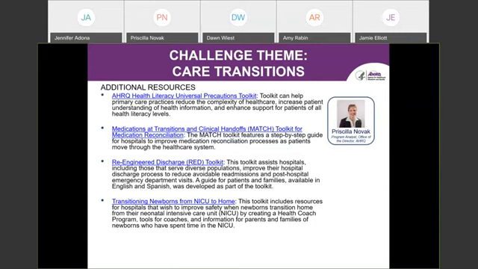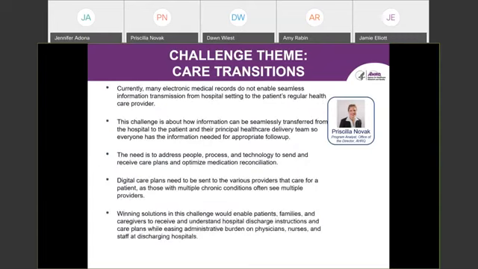So winning solutions in this challenge would enable patients, families, and caregivers to receive and understand hospital discharge instructions and care plans while easing administrative burdens on physicians, nurses, and staff at discharging hospitals.